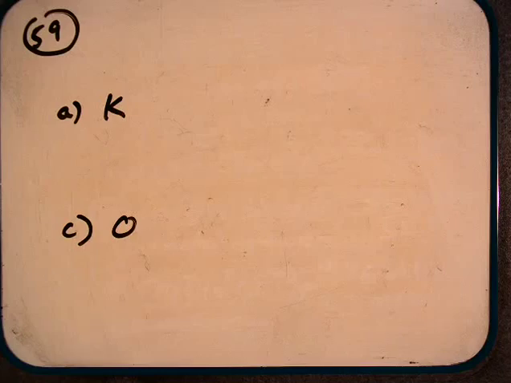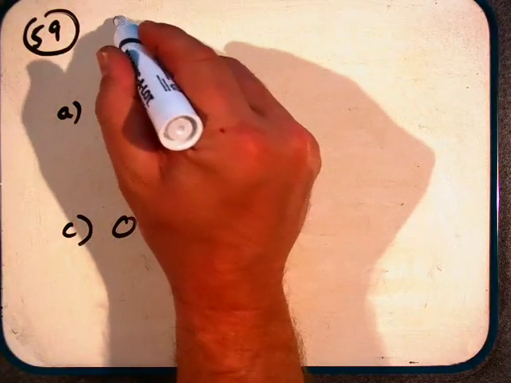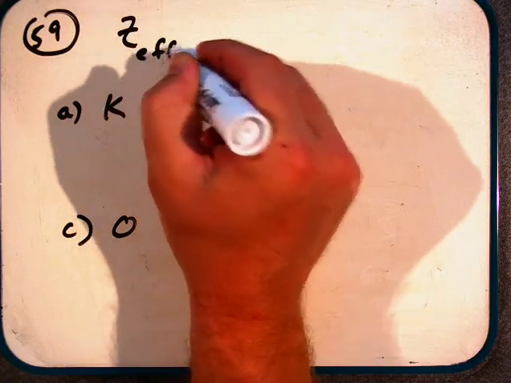Number 59 in Chapter 8 is looking at effective nuclear charge. The question asks us: if core electrons completely shielded valence electrons from nuclear charge, and if valence electrons did not shield one another from nuclear charge at all, what would be the effective nuclear charge experienced by the valence electrons of each atom? I'm just going to do part A and part C here, which looks at potassium and oxygen. And what we're trying to calculate here is Z effective.